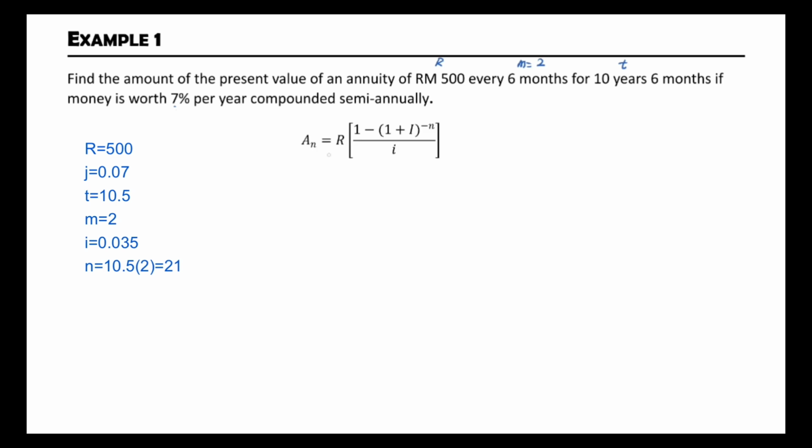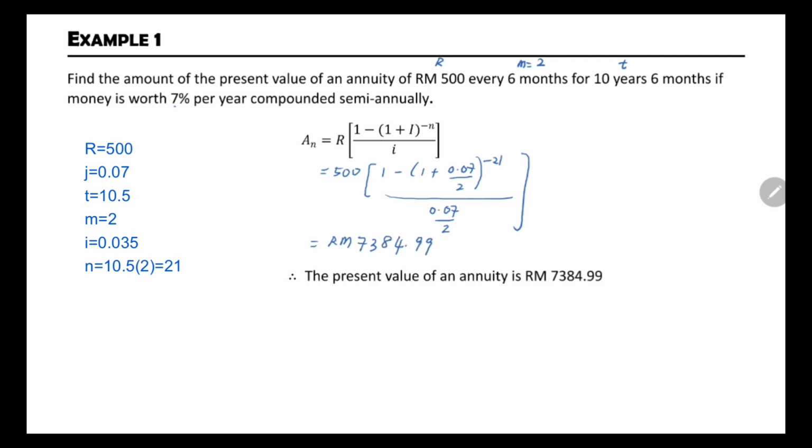A_n is given as R times (1 minus (1 plus i) to the power of negative n) divided by i. R is 500, 1 minus (1 plus 0.07 divided by 2) to the power of negative 21, divided by 0.07 over 2, equals RM 7,384.99. So the present value of the annuity is RM 7,384 and 99 cents.